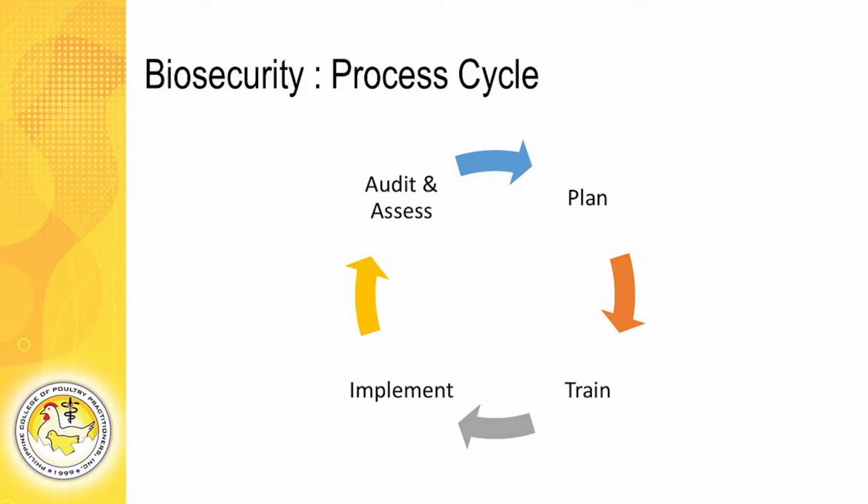The biosecurity program has a process cycle. It starts with written plans and programs to prevent entry of diseases in the operation. These programs must be properly cascaded to all personnel through continuous training. Monitoring must be done to ensure the correct implementation of the programs. From time to time, the program must be audited and assessed to check if there's a need to modify the program according to changes instituted in the operation.